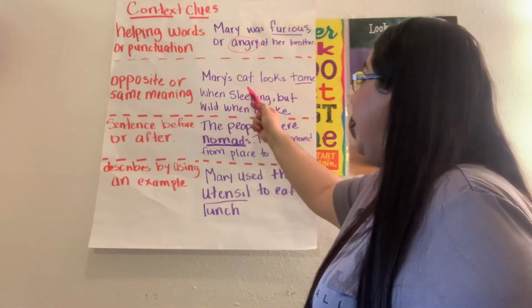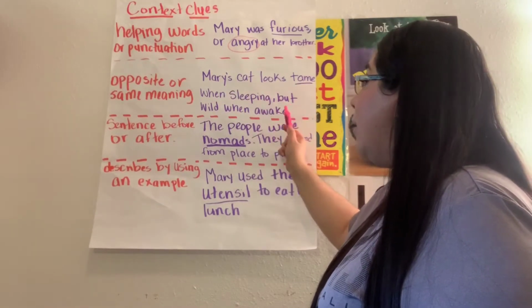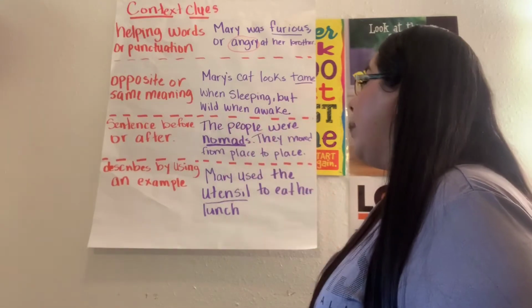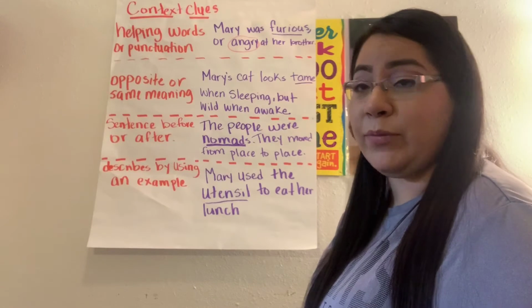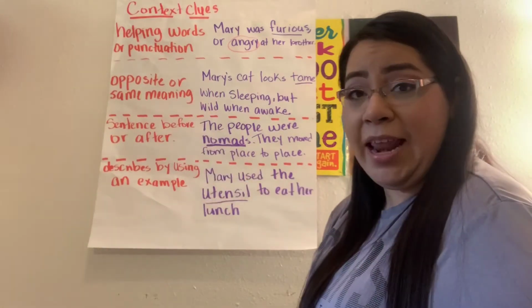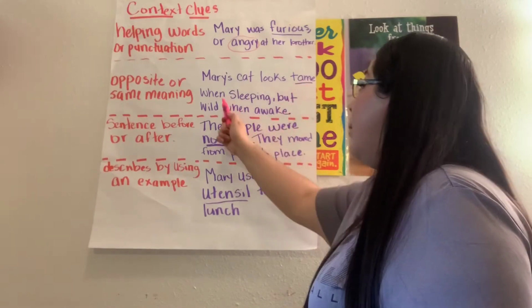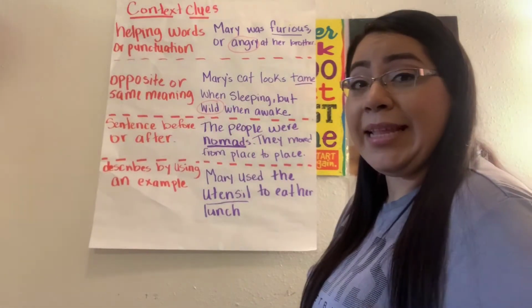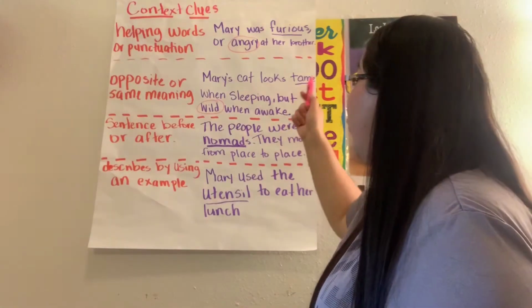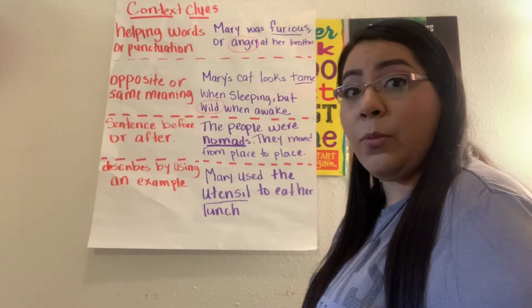Now, Mary's cat looks tame when sleeping, but wild when awake. So in this case, we didn't have to look at an entire paragraph to know that this was actually an opposite. Tame, but wild when awake. Okay, that's when they give you the opposite meaning. Your vocabulary word was tame, but the opposite of that was wild.